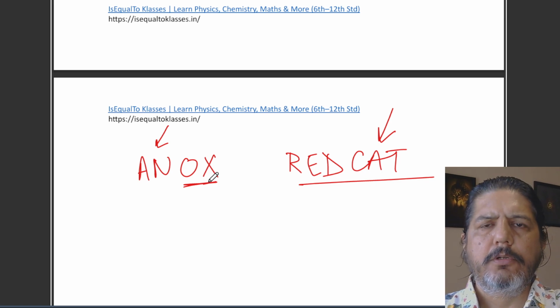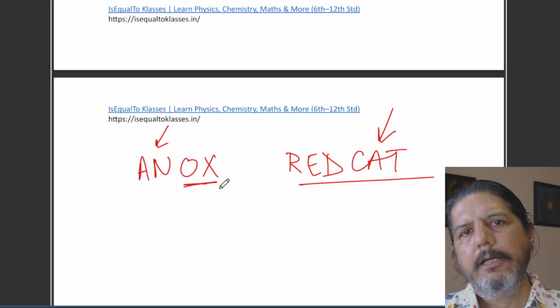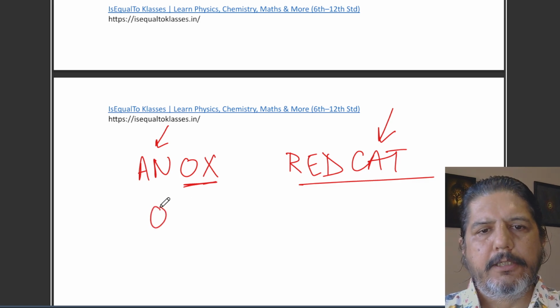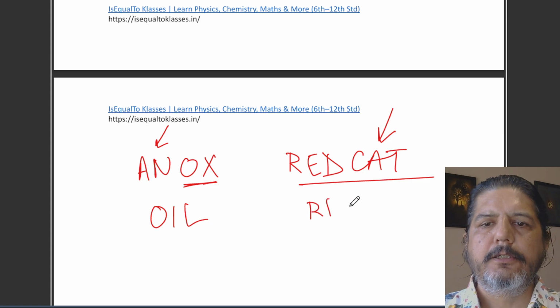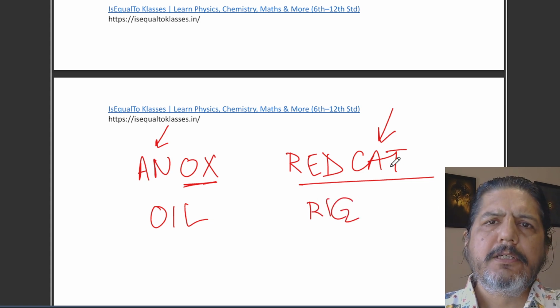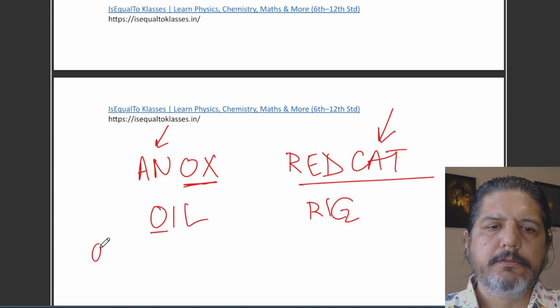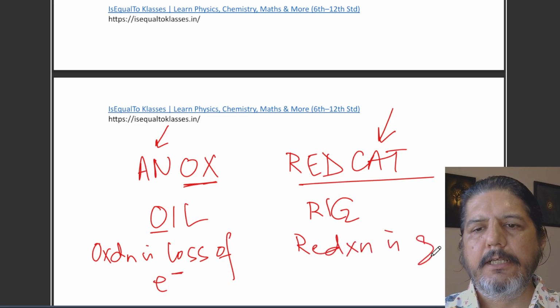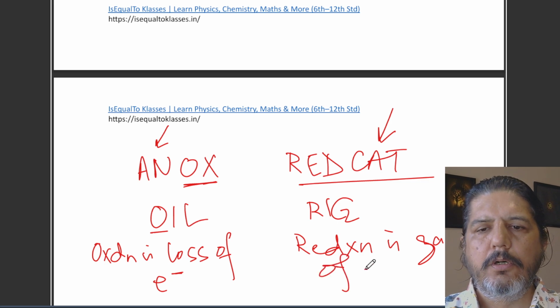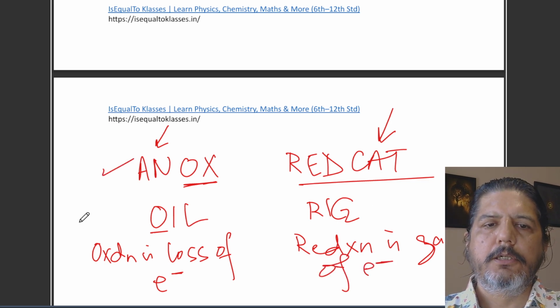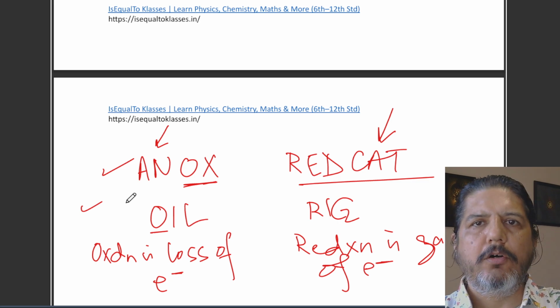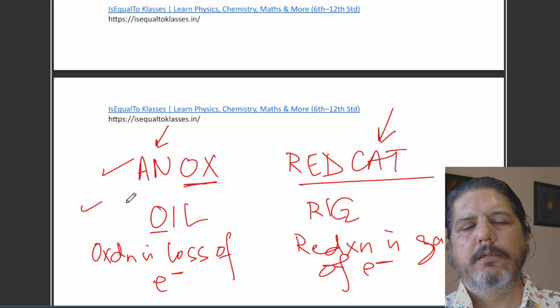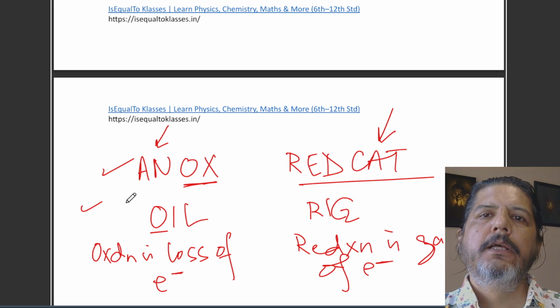And we already know the mnemonic for oxidation and reduction also. It is oil rig. This is the mnemonic that I prefer. Oxidation is loss of electrons. Reduction is gain of electrons. So the mnemonics that we'll be using are an ox, red cat, and oil rig.